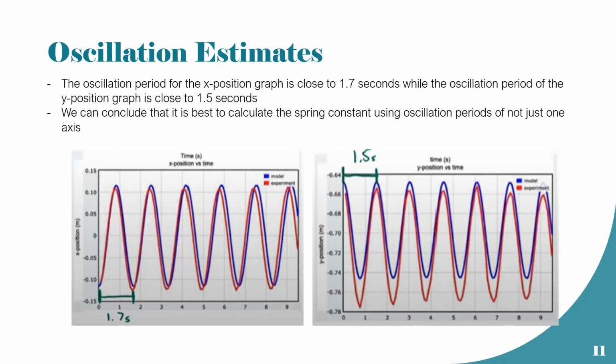So for the oscillation estimates, the oscillation period for the x position graph is close to 1.7 seconds, while the oscillation period of the y position graph is close to 1.5 seconds. We can conclude that it is best to calculate the spring constant using oscillation periods of not just one axis. And in the pictures, I've basically just drawn out where we see the 1.7 and 1.5 distribution between the x and y graph.